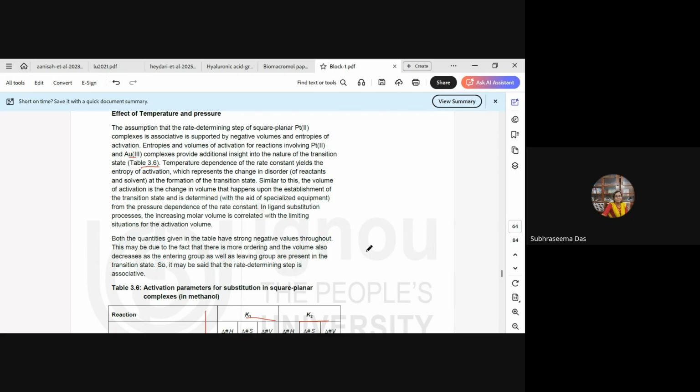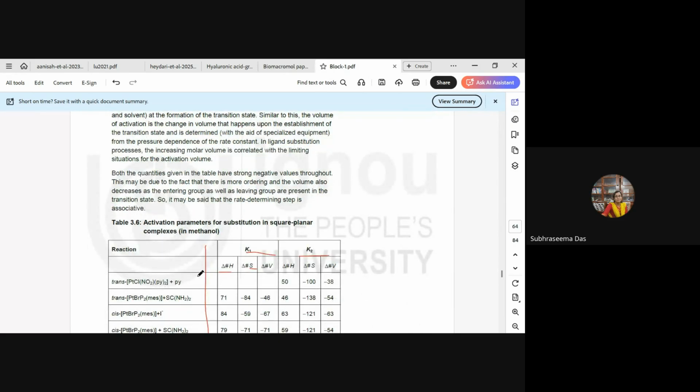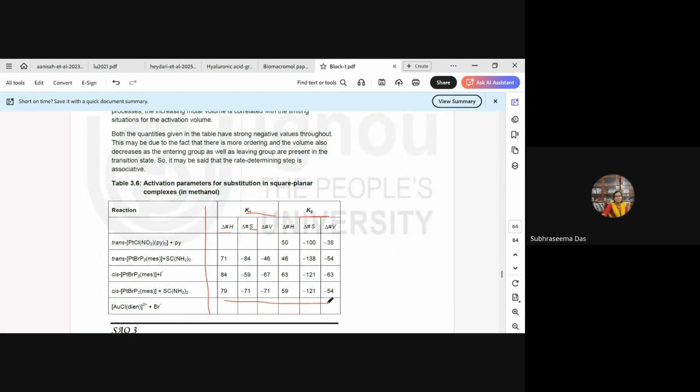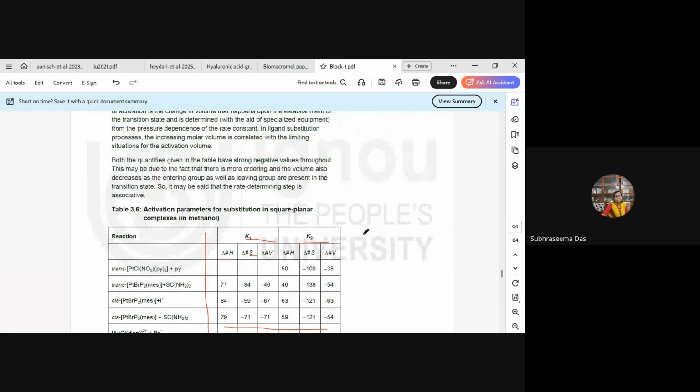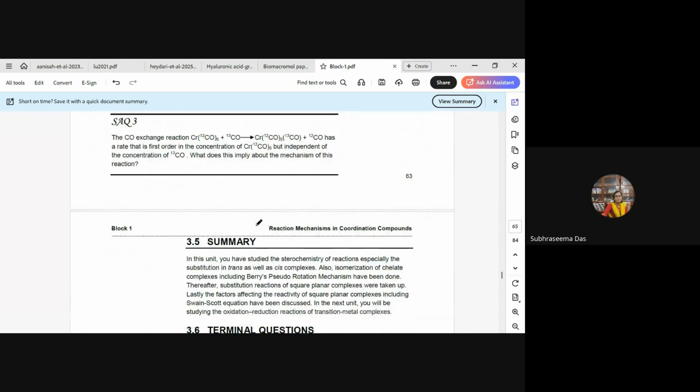So both the quantities given in the table have strong negative values throughout. And if you look here, they are all strong negative values throughout. This may be due to the fact that there is more ordering and the volume also decreases as the entering group as well as the leaving group are present. So here it may be said that the rate determining step is associative in nature.